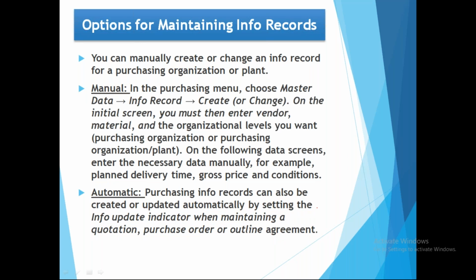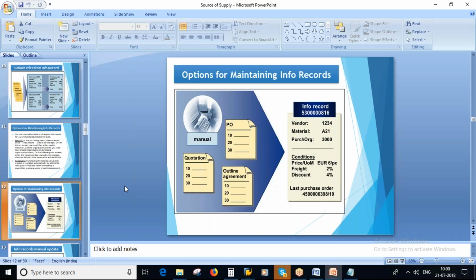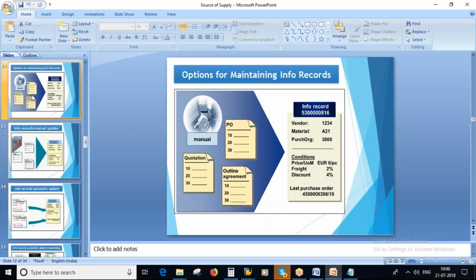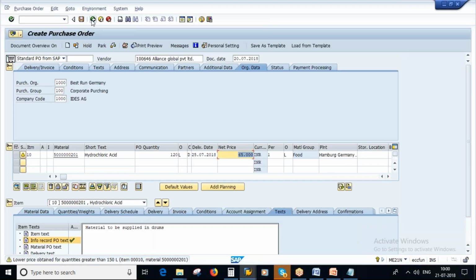So purchase info records can be created automatically also. Okay, so I'll show you that. This is the manual one which we have discussed just now, or it can be created automatically from a PO, quotation, or outline agreement. I'll show you how to create it automatically. Okay, suppose let's take another vendor.